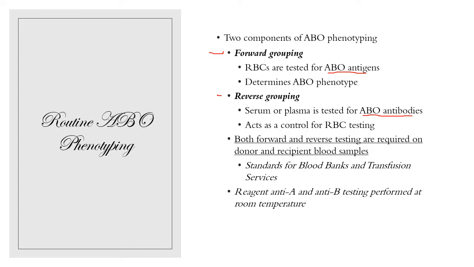A key is that both forward and reverse testing are required on donor and recipient blood samples. You have to do both. And this is according to the standards for blood banking and transfusion services. So reagent anti-A and anti-B testing is performed at room temperature. This becomes important because, of course, you can ruin the antibodies if you are performing it at the wrong temperature.